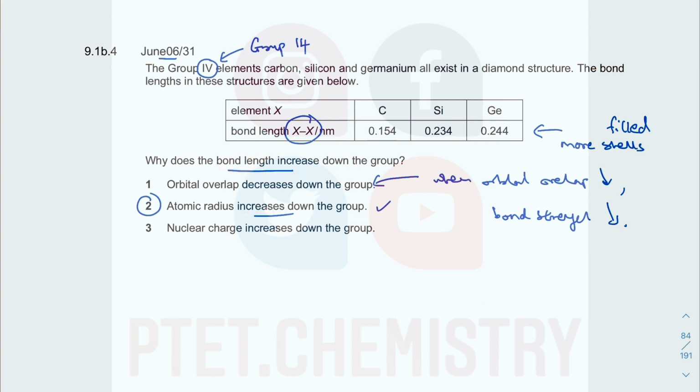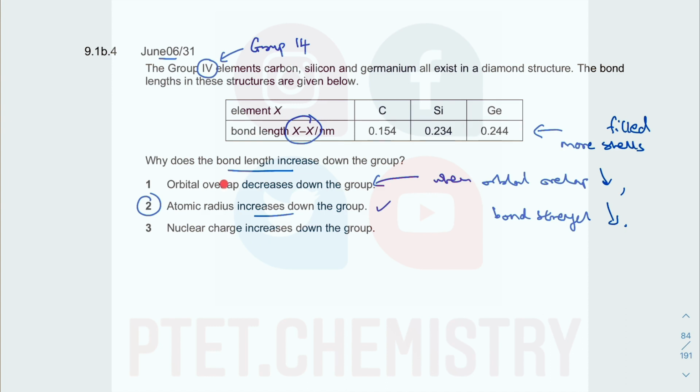So I have a feeling that 2 is correct. 1 is a bit dodgy. Nuclear charge increases down the group. I don't know how to explain this. Let's see. So nuclear charge increases down the group. That doesn't explain the bond length increasing at all, because that simply shows that nuclear charge is increasing.